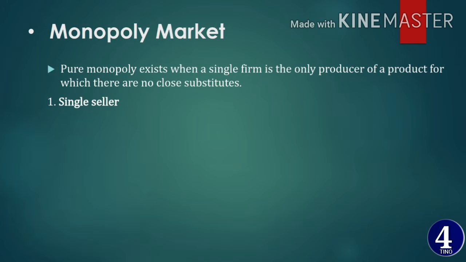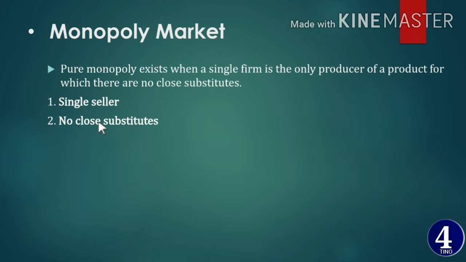The first characteristic of the monopoly market is that we have only one seller, a single seller of a product with no close substitute, which means that the seller is selling something unique, in the sense that you cannot find that product from other sellers. That seller is the only producer of that product. So we can say that there are no close substitutes.